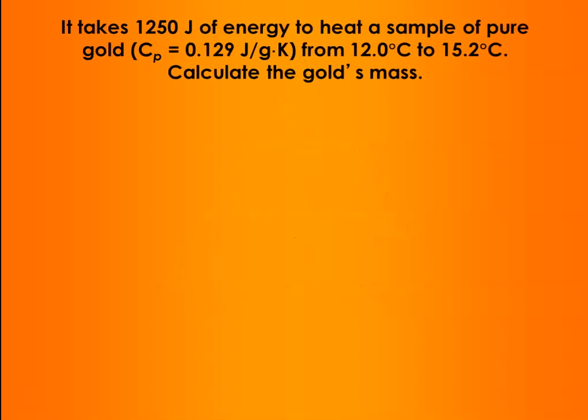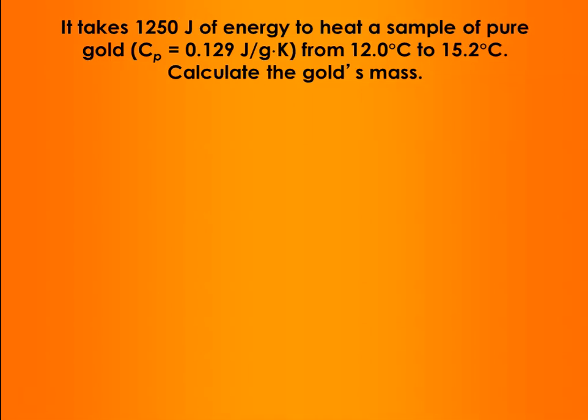So an example we're going to work with, just making sure you're comfortable with that equation. 1250 joules of energy is needed to heat a sample of pure gold, 0.129 joules per gram Kelvin, from 12 degrees Celsius to 15.2 degrees Celsius. We want to calculate the gold's mass.